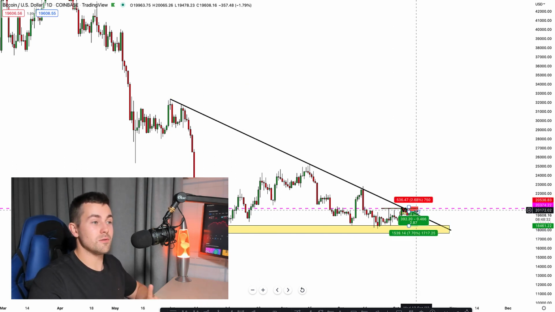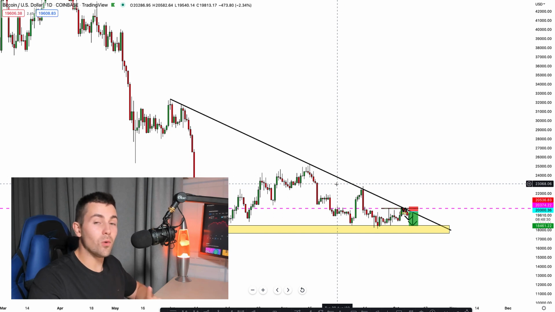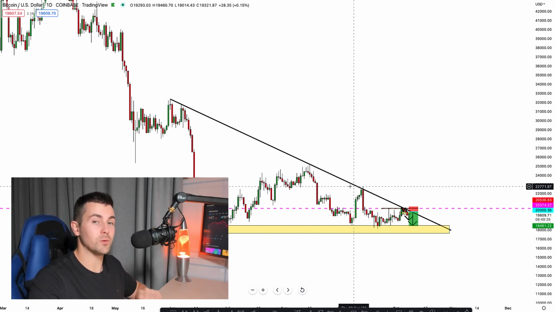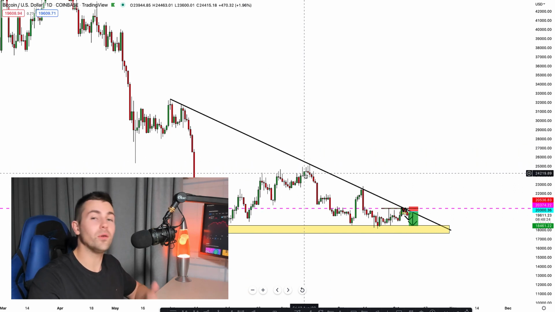Also, traders, those who are bullish, the only option to buy Bitcoin right now is to wait for the breakout, bullish violation of that trend line. Only if we close above that, only then we will expect a bullish continuation.